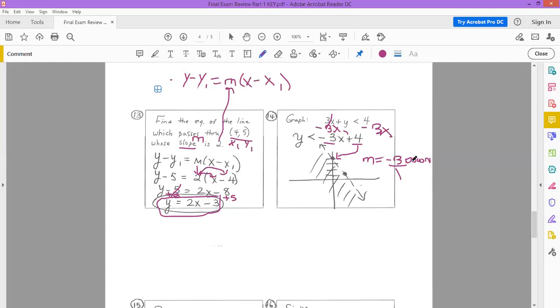Now that negative 3 tells us we're going to move down 3 spaces, and the 1 in the denominator tells us to move to the right 1 space. Starting at our y-intercept, which was 4. So starting at 4, we're going to go down 1, 2, 3, and to the right 1. And then you connect those 2 points to create the graph of the line.